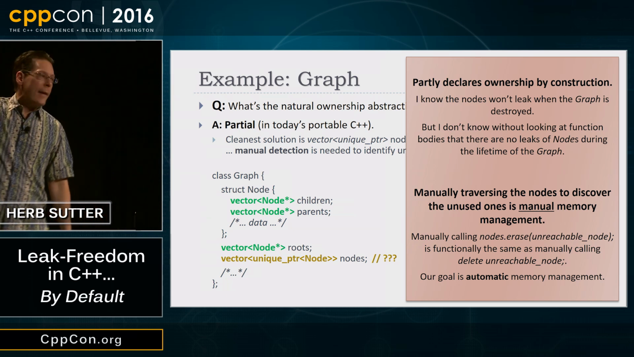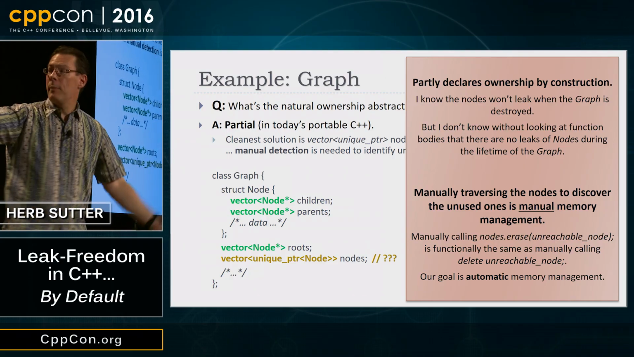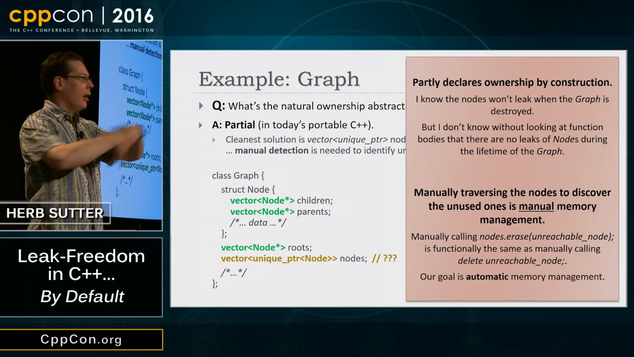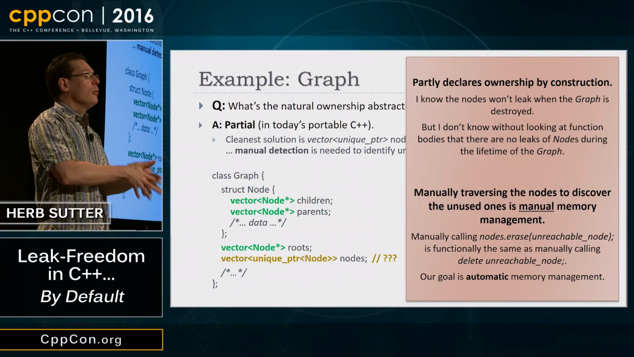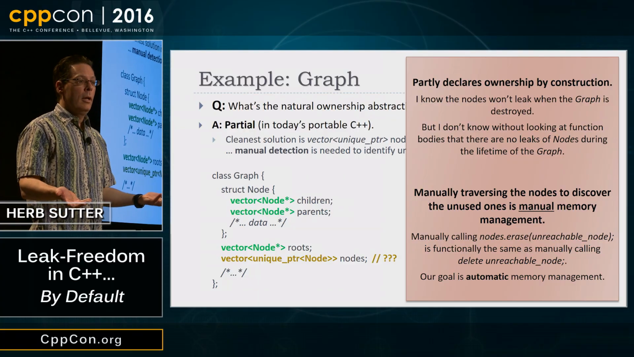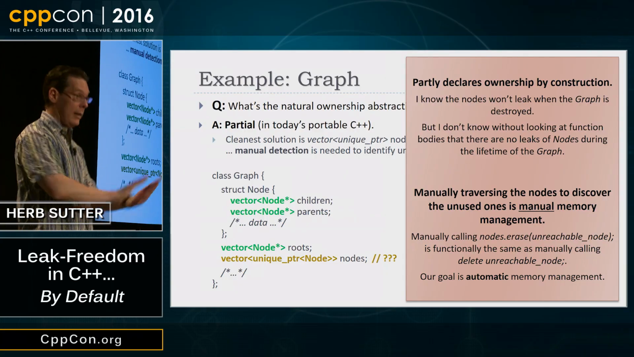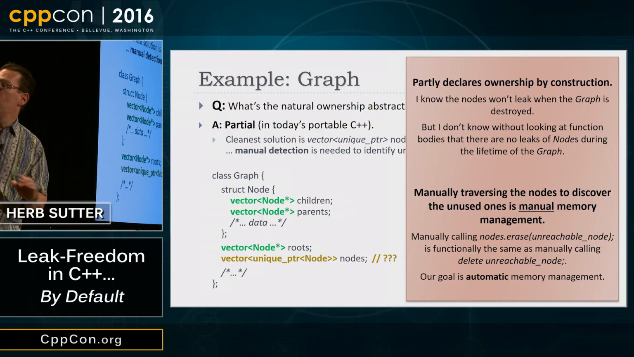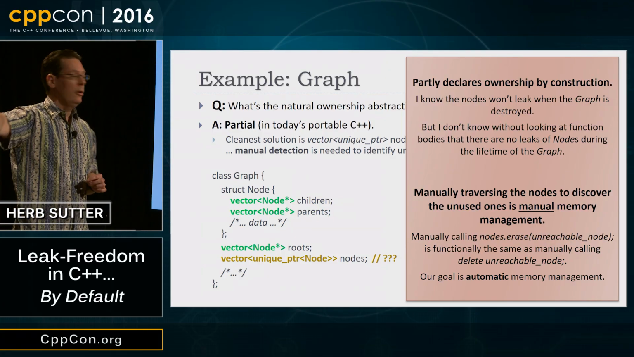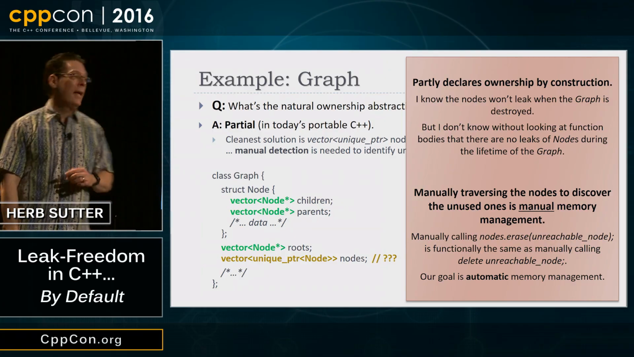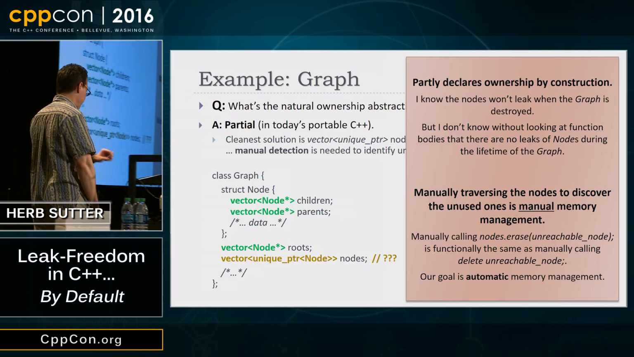And when we do write that function and it goes to remove a node that's not reachable anymore, you do it by saying nodes.erase(unreachable_node), right? Which is morally equivalent to delete unreachable_node. It's a little bit better because if you don't do it, it will happen for you eventually automatically. Let's not forget that. This is a good thing. But this is morally equivalent to a manual delete of the unreachable node. And really, we would like to get, if possible, automatic memory management.